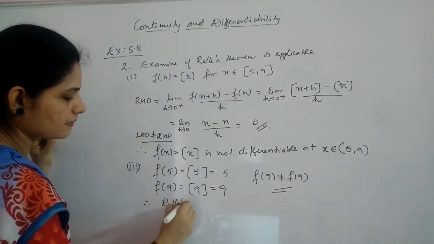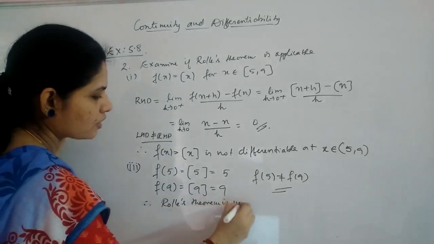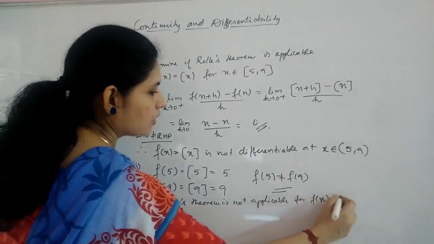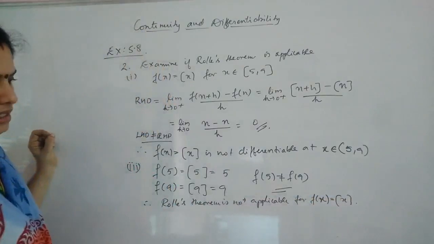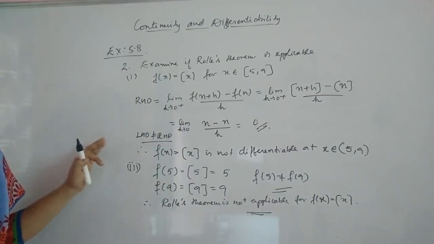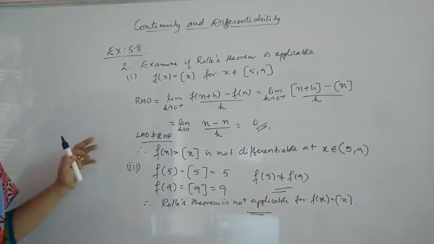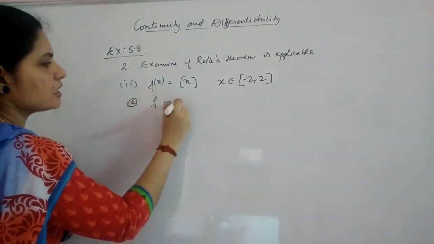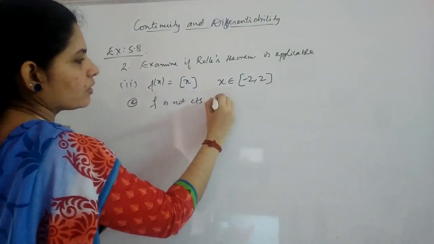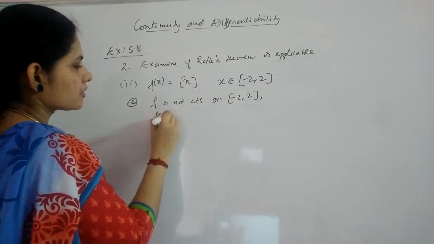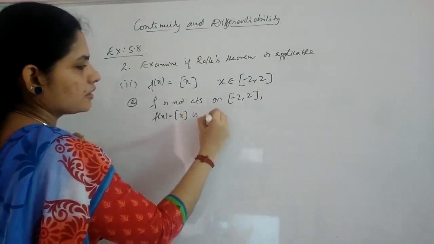Okay, Rolle's theorem is not applicable for this f of x equal to greatest integer of x. Okay, in the given interval. Got it? It is not applicable. Now for the second case also, there also the same case arises, because you have greatest integer and the interval is not the same. Only the interval is differing. First condition is f is not continuous on the closed interval minus 2 to. Why? Because greatest integer function is discontinuous.